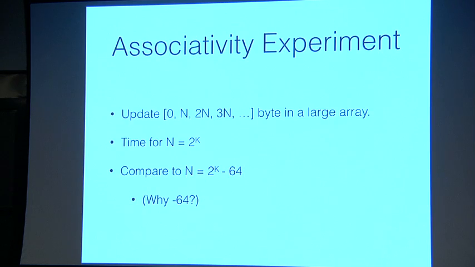So we can see this behavior in this experiment. What we're going to do is we have a large array. We're going to update the 0th byte, the nth byte, 2n, 3n going forward. And we're going to compare two things. What if I make n equal to 2 to the k, which we can see here is probably a poor choice because computers love 2 to the k, but caches collide at 2 to the k.